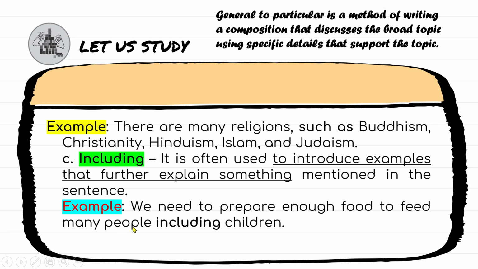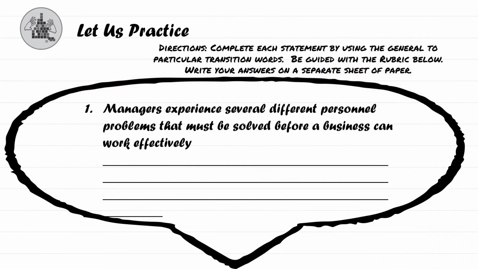In this sentence, we need to prepare enough food to feed many people. We are going to clarify which one is many. Many people. Can you give me an example of many people? Yes, it can be children, elderly, poor people. And in this, we became so particular with our example. We gave the example of many people using the word including. We gave children. Okay, so I hope you get that one too.